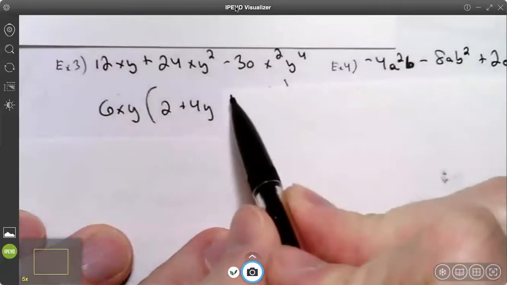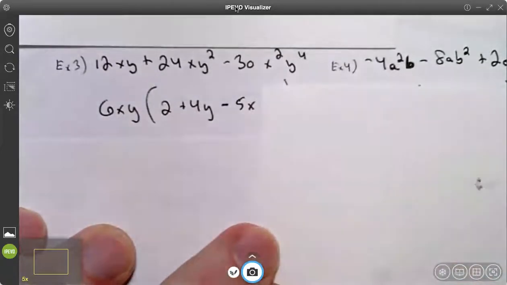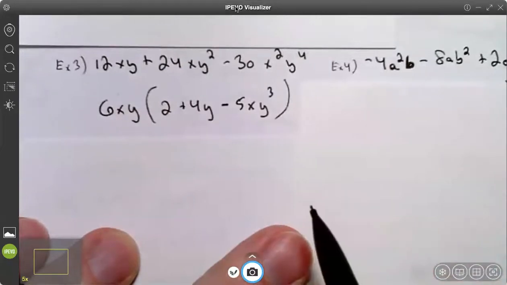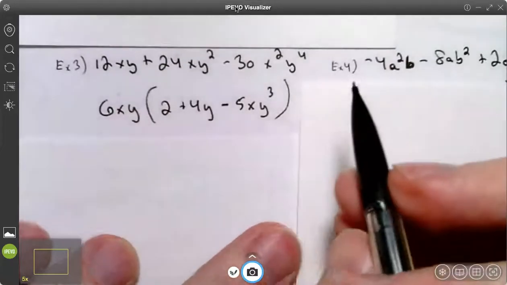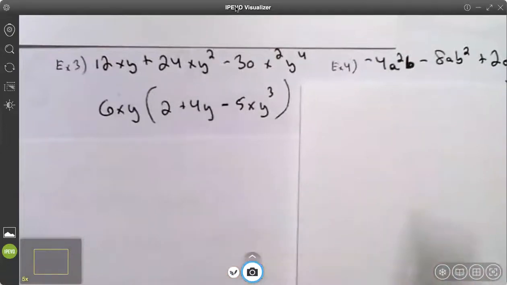Okay, we're going to leave this minus sign. 6 times 5 is 30. I took one of the x's out, I have 1 left. I took one of the y's out, I have 3 left. I had 4, took 1 out, have 3 left. So this is fully factored, and if you distributed this 6xy to these 3 terms, you would end up with the question.